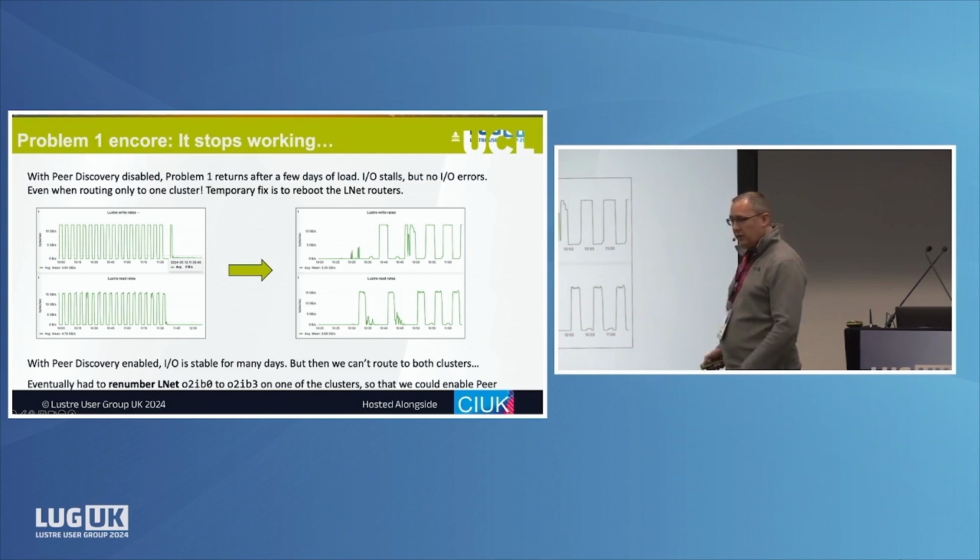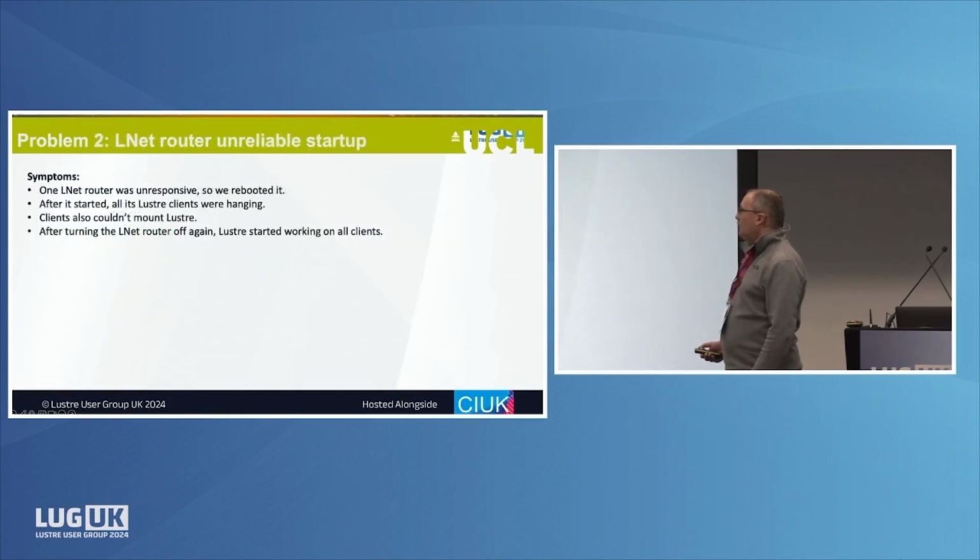We did it on the Michael side because it's smaller, where we renamed it from O2IB0 to O2IB3. And eventually we could re-enable peer discovery, and, well, it's hidden here, but everything started working again. Unfortunately, that was not the end of our troubles.